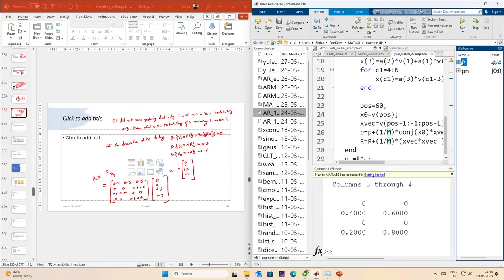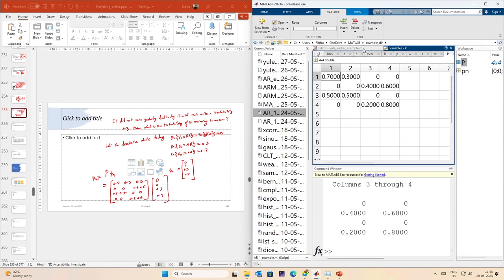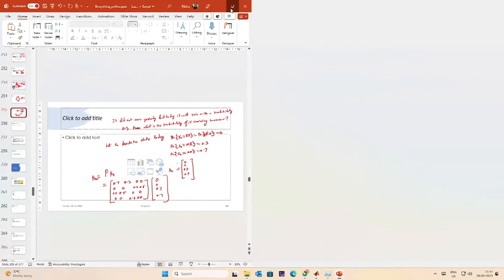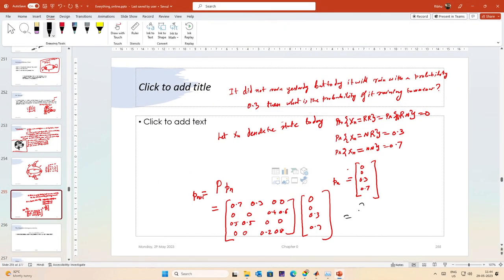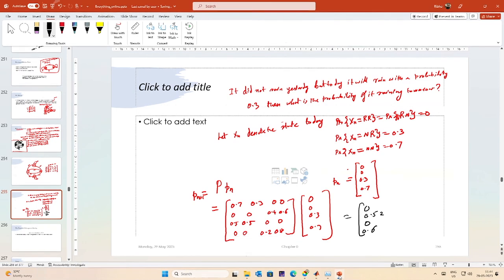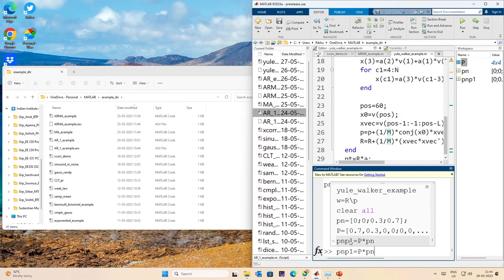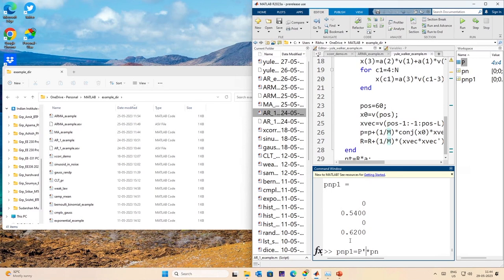So, we get the matrix P and we get Pn, and naturally Pn plus 1 is P1. So, I call it P1 equals P times Pn. And we get this 0.54 and 0.62. So, which means that the probability of rain, 0.54 and 0.62, I should use the transpose perhaps.